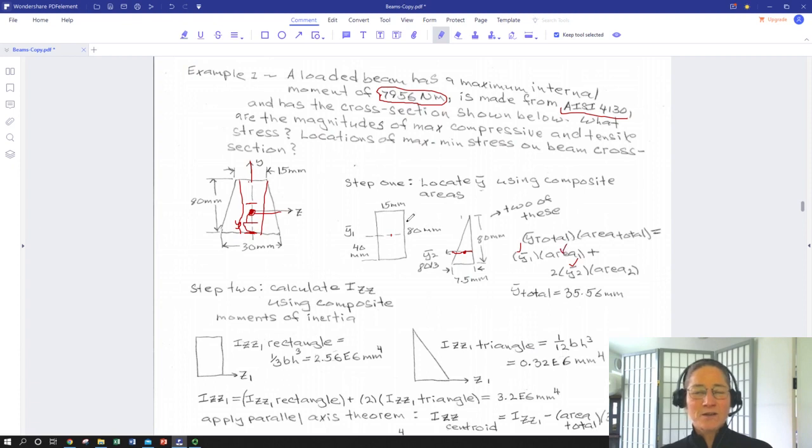Area of the rectangle is 15 millimeters times 80 millimeters. Area of the triangle is 80 millimeters times 7.5 millimeters divided by 2. And divide by the total area, so we get a y centroid of 35.35. So a little below the halfway point is going to be our centroid.